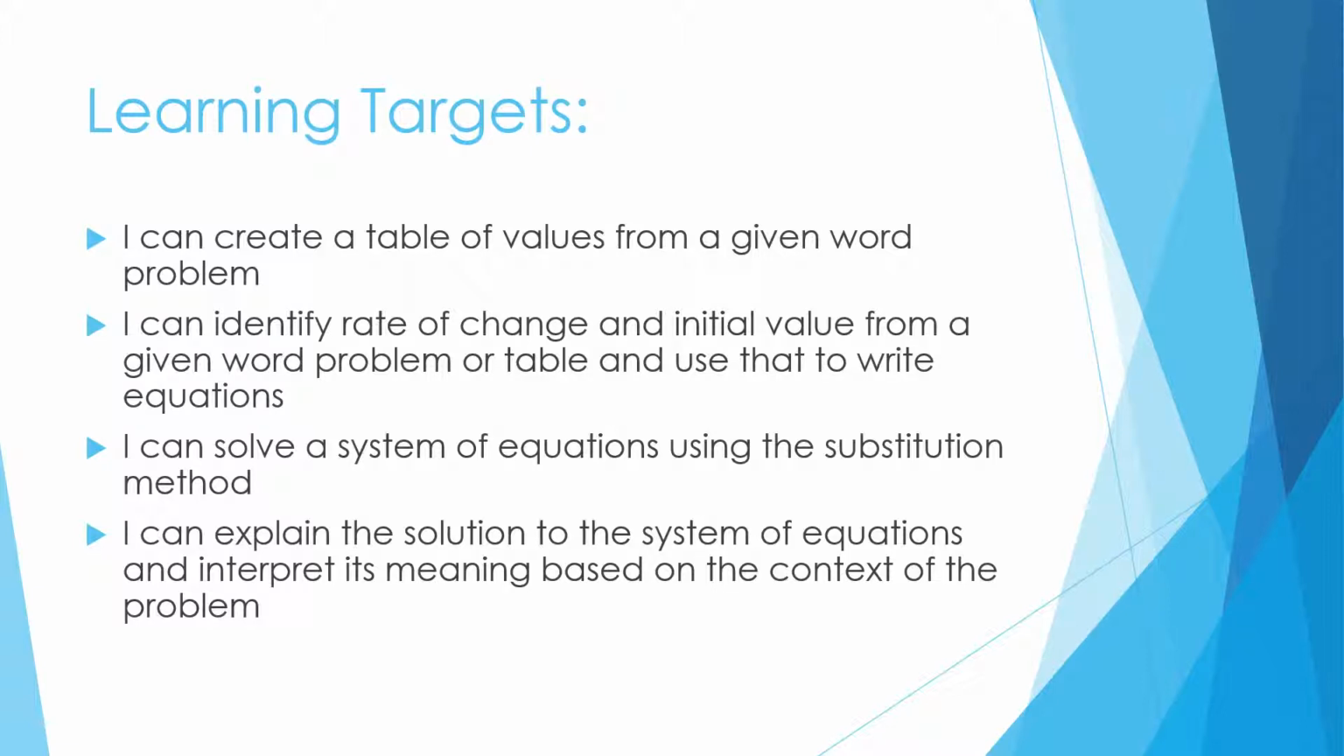So there's 4 different learning targets here that I changed into I can statements. The first thing that students should be able to do, well, they should be able to create a table of values from a given word problem. Another thing students should be able to do, they should be able to identify the rate of change and initial value from a given word problem or table, and then use that to write the equations. Students should also be able to solve a system of equations using the substitution method. And finally, explain the solution to the system of equations and interpret its meaning based on the context of the problem.